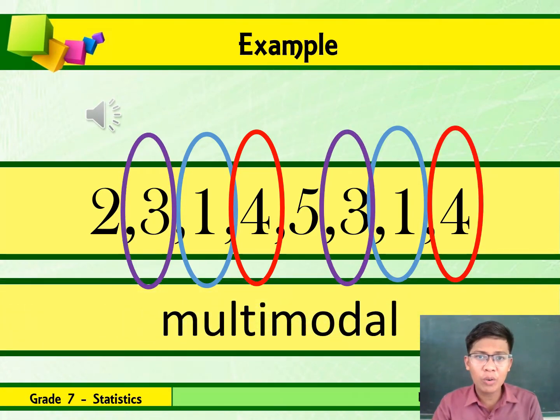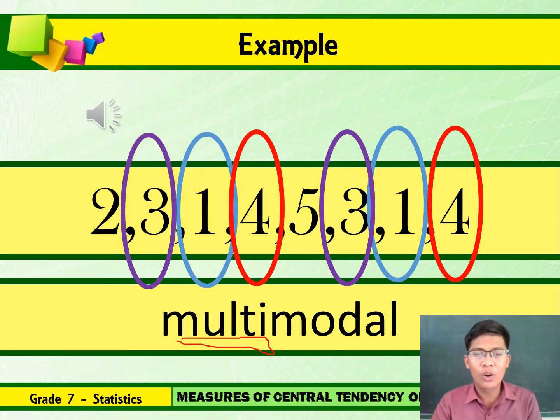And if we have 3 or more modes, we call the set of data as multimodal. So multi means many. Always remember these prefixes. Are we clear? Very good.